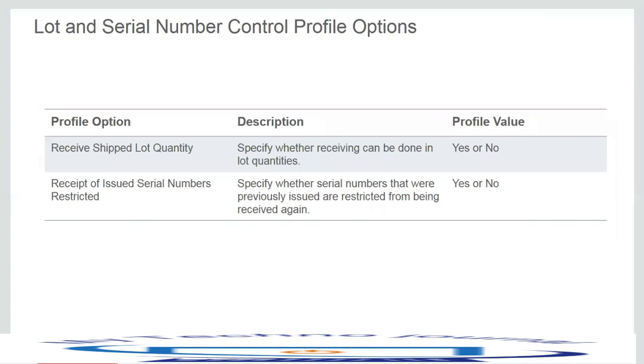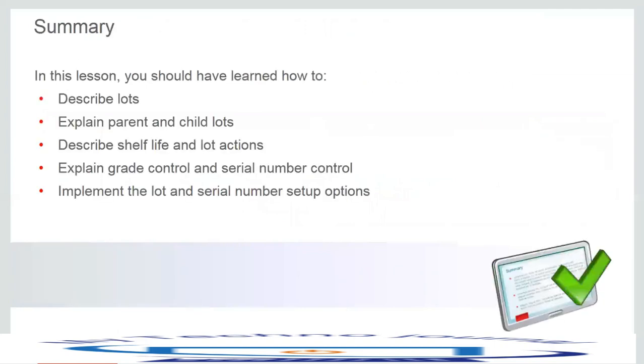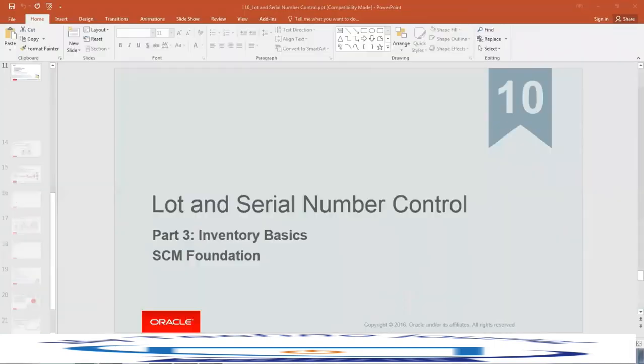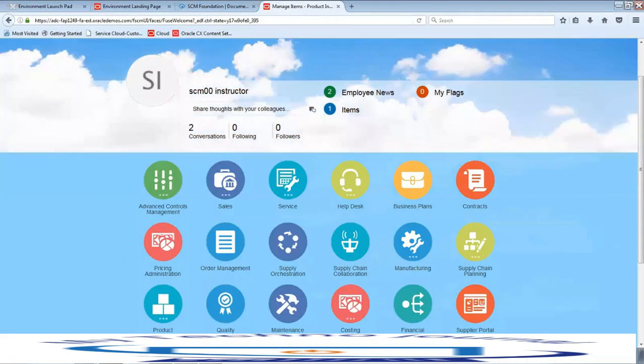So there are a few profile options, as you could see: received shipped lot quantity and receipt of issued serial number restricted. There is a practice session 10-1 on how to review the lot and serial number generation attributes for a given inventory organization. Before we go on to the lesson summary, let me quickly take you through the instance and demonstrate how we can review the lot and serial number control.